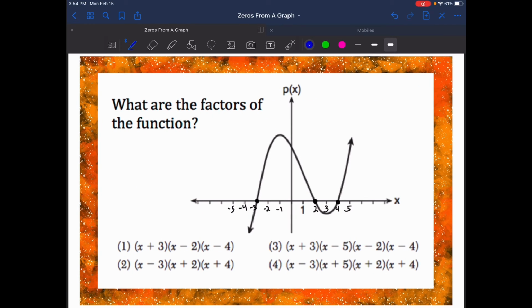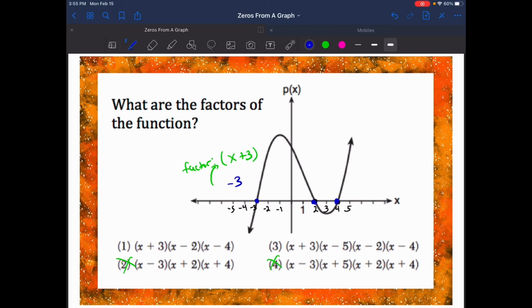Okay, here's one that gives you choices that are a bunch of factors, and they want to know which set of factors matches these zeros. So I'm going to go ahead and do the first one for you. So if I look here, my 0 right there is -3, and if my 0 is -3, my factor is just going to be x with the sign switched, so the opposite of -3 would be +3. So if my 0 is -3, my factor is x plus 3, so I'm looking for choices that have x plus 3 in it, and that's only choices 1 and 3, so I would eliminate any choice that doesn't have that.